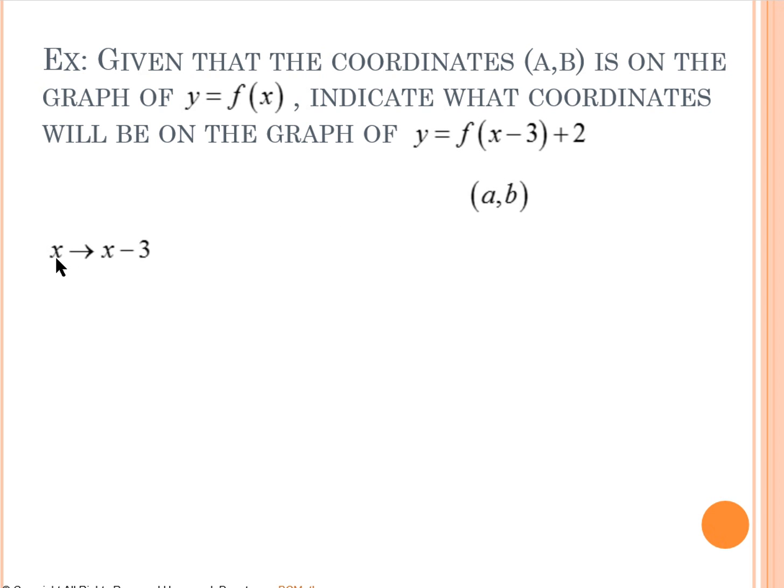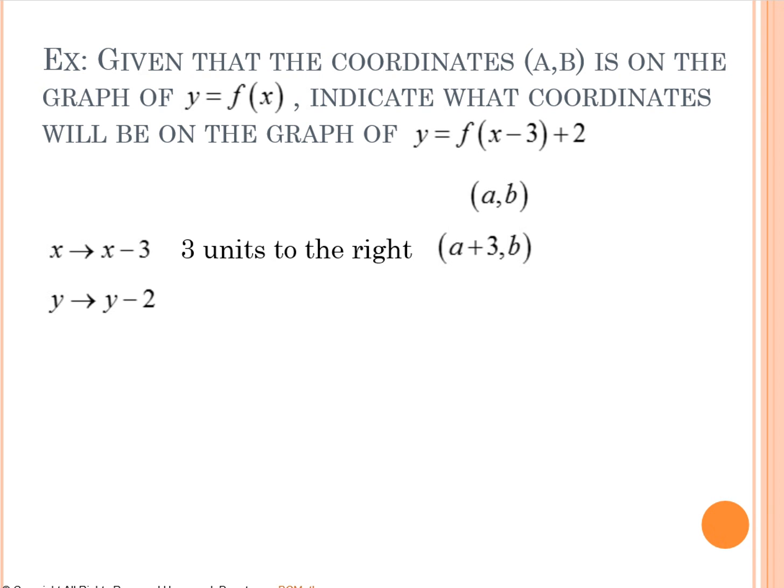So my x is being changed from x to x minus 3. So clearly you can see that the x variable here is being changed from x to x minus 3, which represents this notation right here. So this means a horizontal translation of 3 units to the right. So if I'm going 3 units to the right, how do I change a to represent that? How do I make this 3 units to the right? Well, I simply just add 3 to the a, so a plus 3. This represents 3 units to the right.